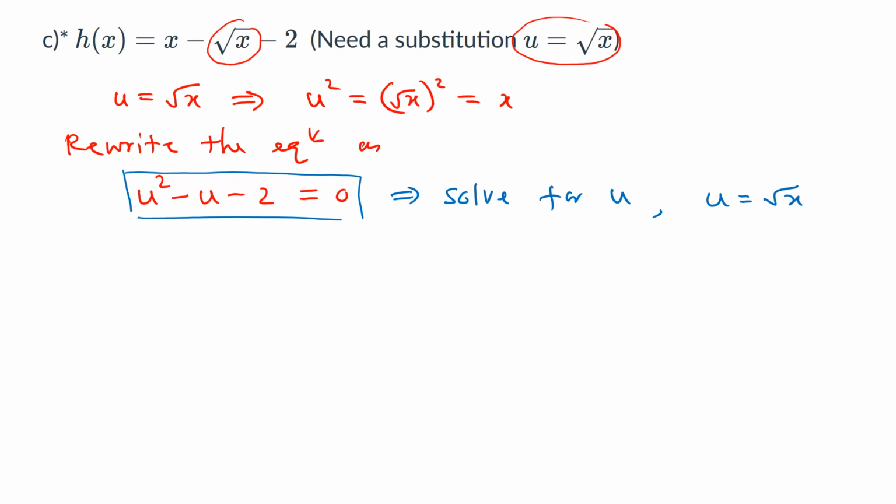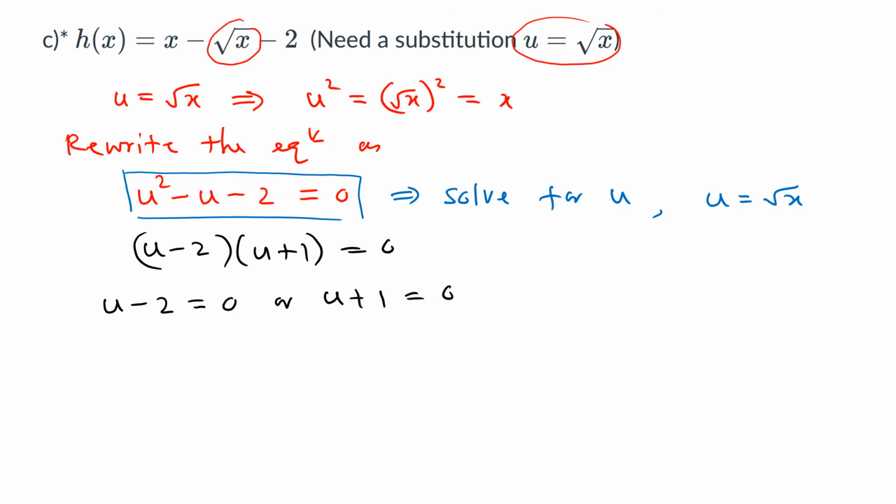So let's try to do that. You can see this is easy to factor. So this is u minus 2 and u plus 1. Those are the factors. So this says that u minus 2 equals 0, or u plus 1 equals 0. But you can see this is impossible. The reason is u is square root x, which is greater than or equal to 0. That means there's no way u plus 1 can be equal to 0. That means there's only one solution.